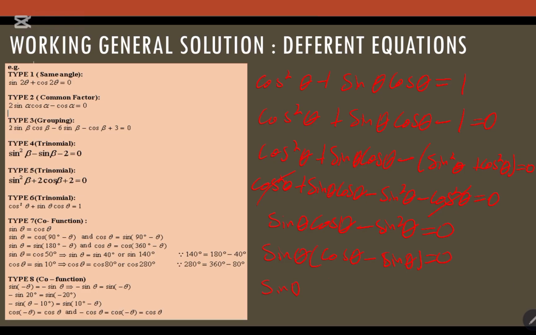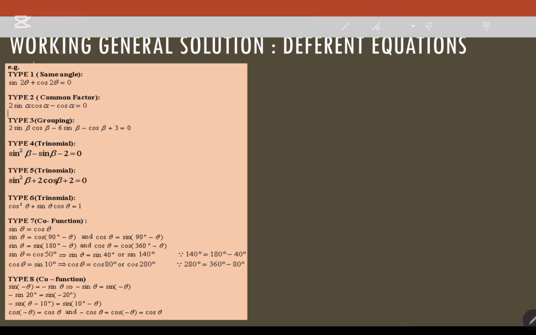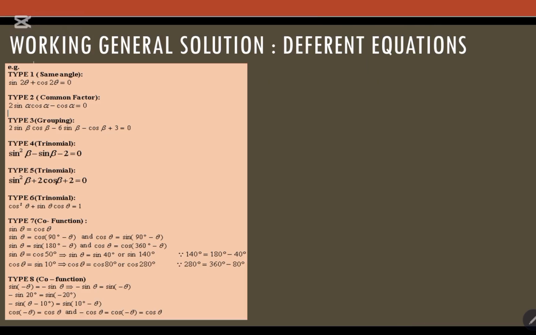So sine theta is equals to 0, or cos theta minus sine theta is equals to 0. And therefore, you can just manipulate this as cos theta is equals to sine theta. Divide both sides by cos theta. Therefore, we have tan theta is equals to 1, and we can apply the general rules.